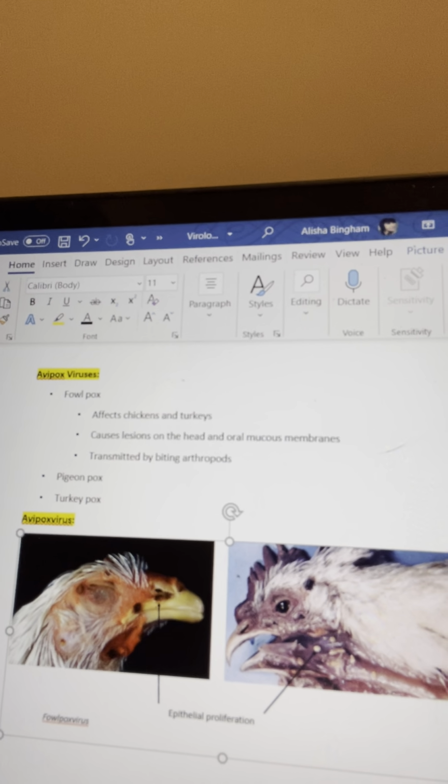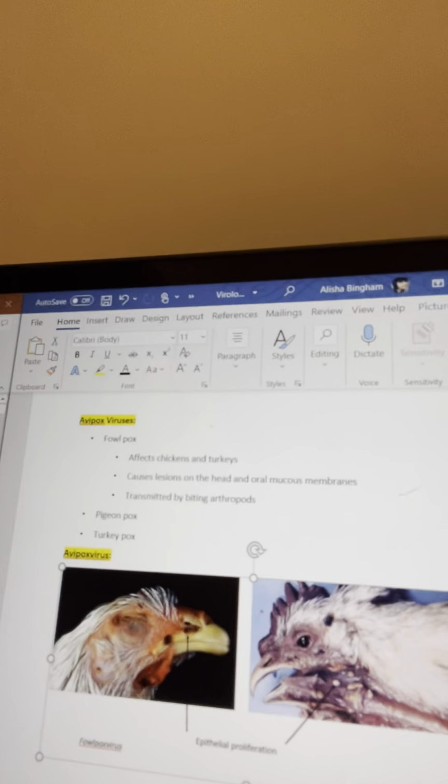Then we have avipox viruses. So we have fowlpox, which affects chickens and turkeys. It causes lesions on the head and oral mucous membranes. It's transmitted by biting arthropods. And then separately we have pigeon pox and turkey pox. So here's what avipox looks like though.